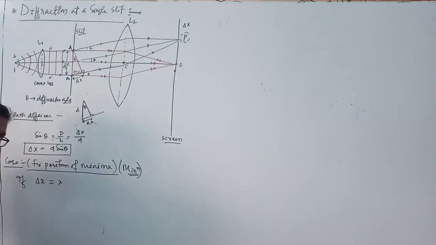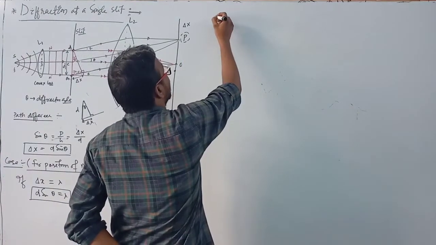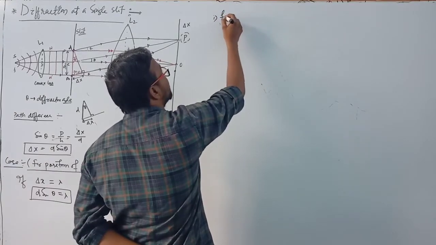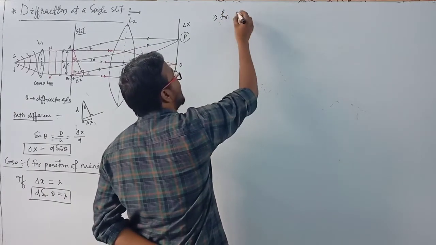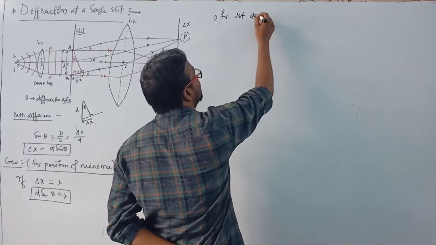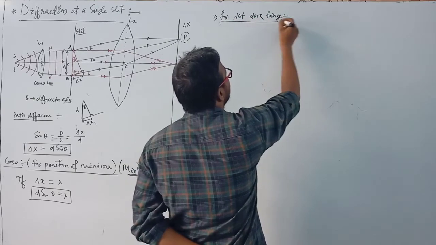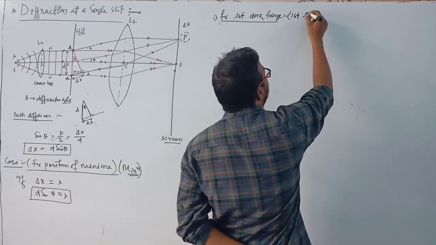If delta x is lambda, then we can write d sin theta 1, I am writing here theta 1, or you can write theta, equal to lambda. Suppose, clear? First we have to find, I am writing here, case number 1, the first point for the first dark fringe or first minima.